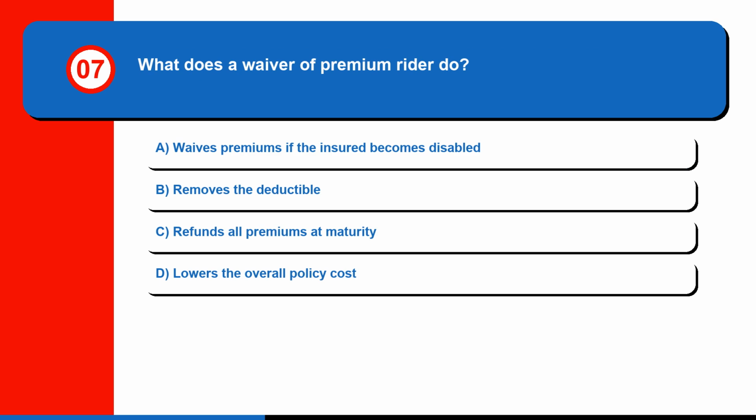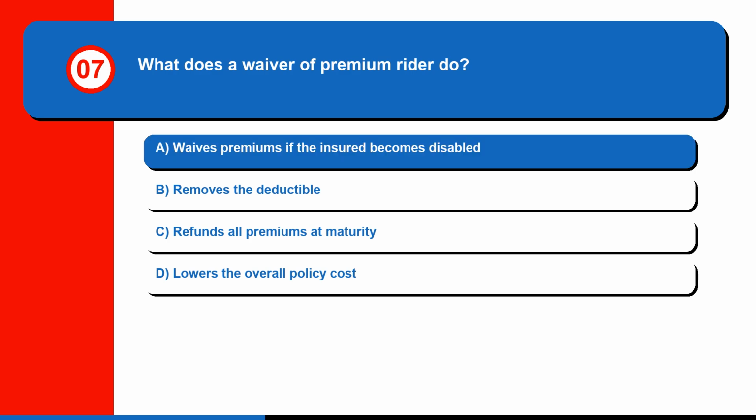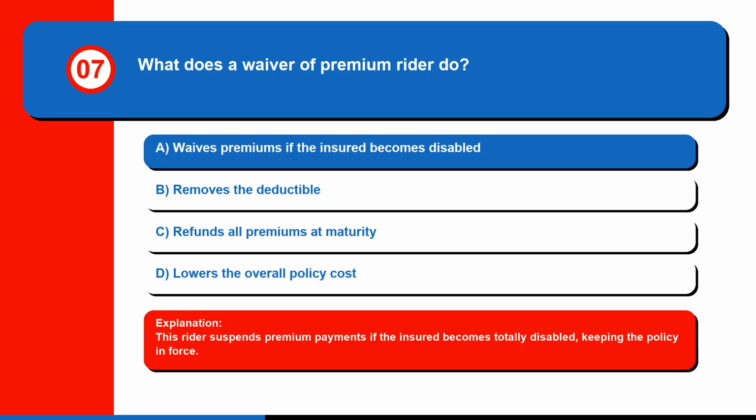Question 7. What does a waiver of premium rider do? A. Waives premiums if the insured becomes disabled, B. Removes the deductible, C. Refunds all premiums at maturity, or D. Lowers the overall policy cost. The correct answer is A. Waives premiums if the insured becomes disabled. This rider suspends premium payments if the insured becomes totally disabled, keeping the policy in force.